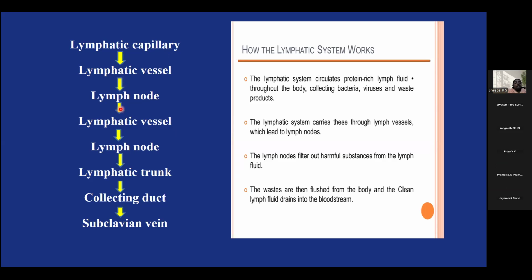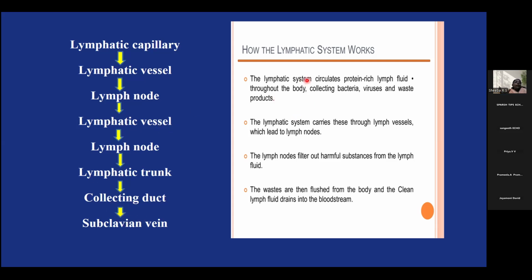and then it goes through the lymphatic vessels. It enters into the lymph node, and then again it goes through the lymphatic vessel. Again, it enters into another lymph node. Through that, it goes to the lymphatic duct and collecting duct. Finally, it enters into the subclavian vein.